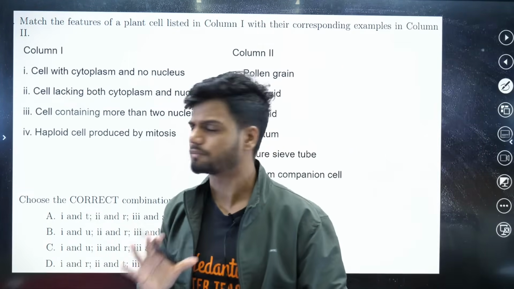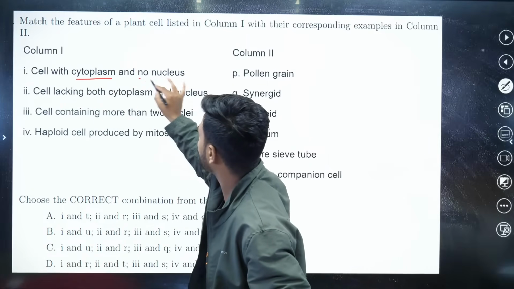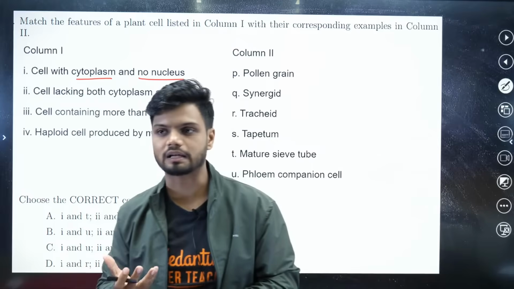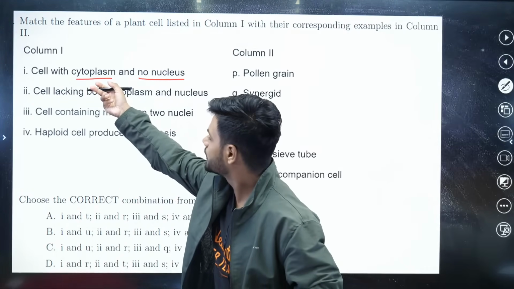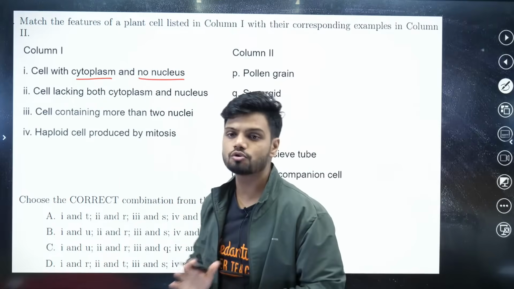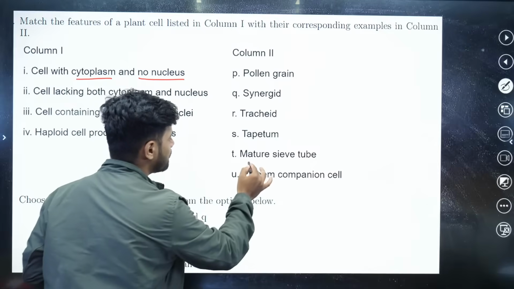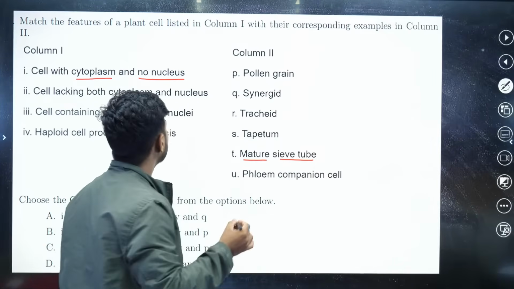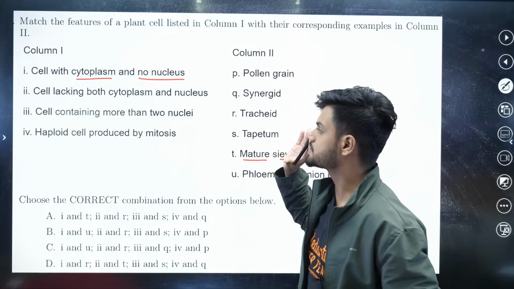Very, very easy question now. Cell with cytoplasm and no nucleus. They're asking you about a cell which does not have any kind of nucleus at all. Now, what is that thing? That's going to be your mature sieve tubes. Mature sieve tubes have cytoplasm but do not have any nucleus.